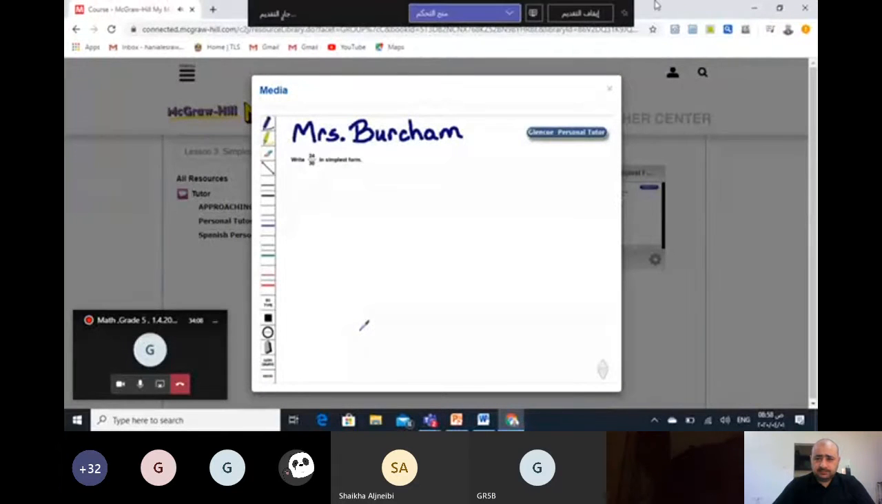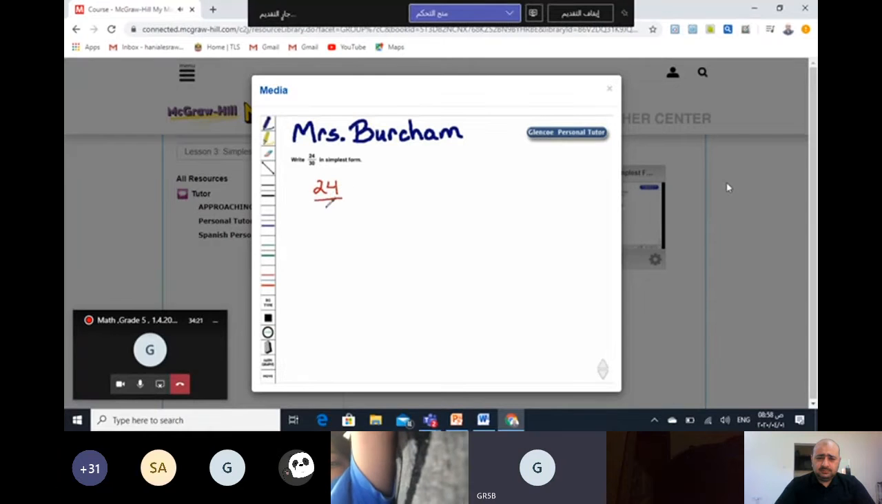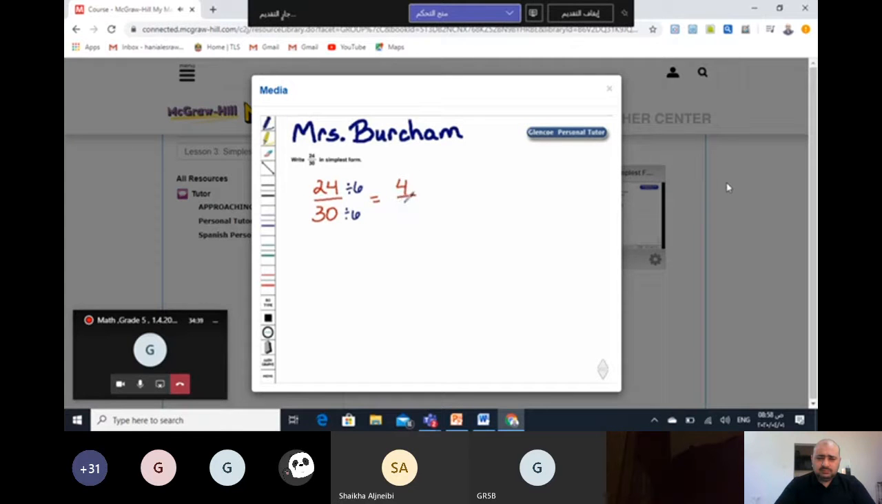Hi, I'm Mrs. Burcham, and we are going to write this fraction in its simplest form. We are going to write 24 over 30 in simplest form. So we're going to start out with the fraction 24 over 30. And we want to find a common factor that we can divide out of 24 and 30. That factor is 6. So we're going to take 24 divided by 6 and 30 divided by 6. 24 divided by 6 is 4, and 30 divided by 6 is 5. So our answer in simplest form is the fraction 4/5.